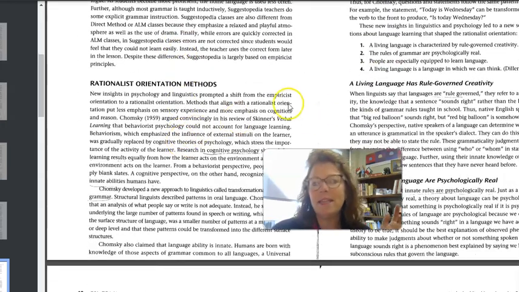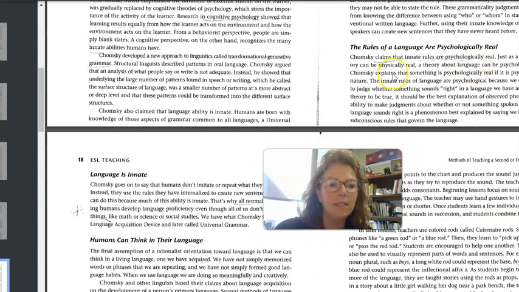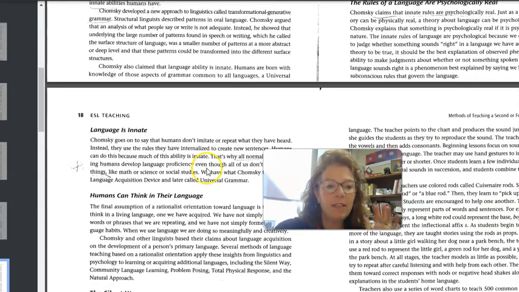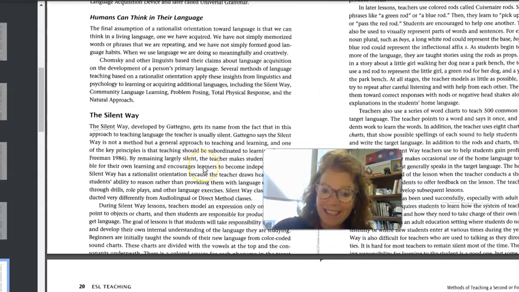Rationalist orientation methods. Okay, read this, just become familiar with it. Rules of language are psychologically real, yada, yada, yep. Language is innate, you need to know this. Humans can think in their own language, yes. The silent way, it's so funny. You don't need to know this.